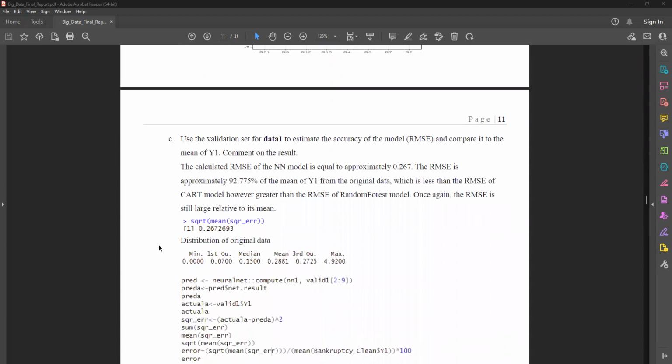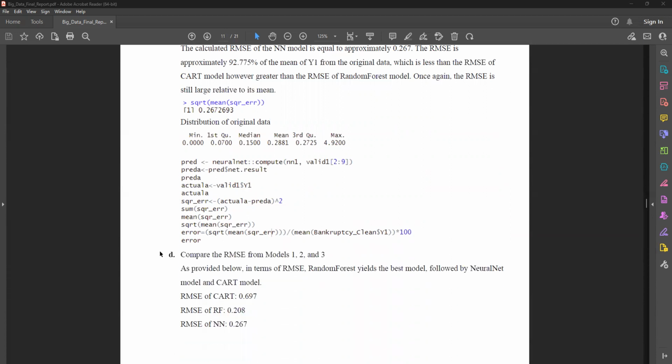In this case, the RMSE is equal to 0.267, which is approximately 92.775% of the mean of Y1. Although this is less than the RMSE of the CART model, it's slightly greater than the RMSE of the random forest model. And once again, the RMSE is still large relative to its mean.